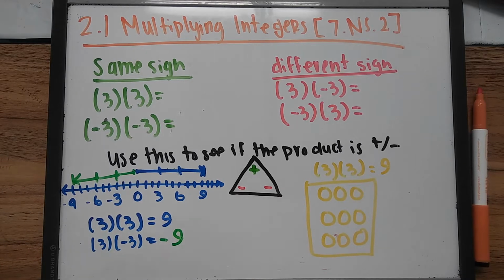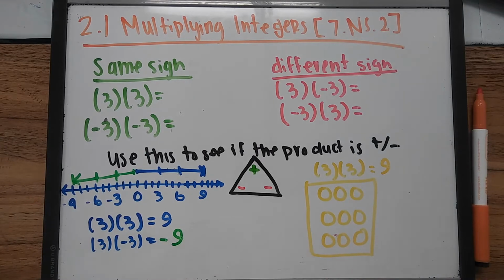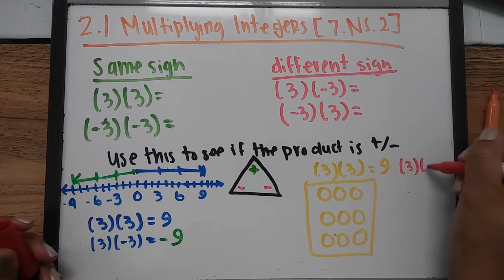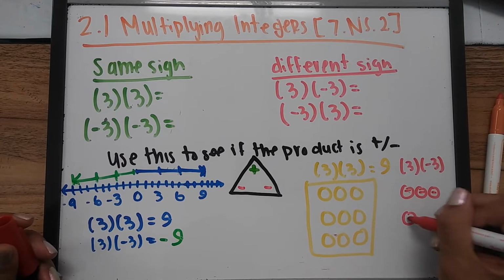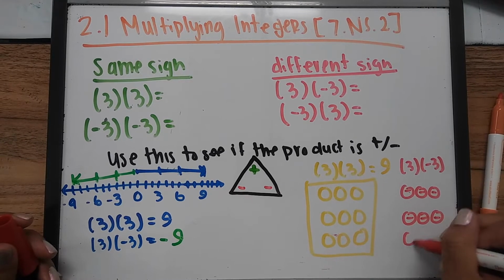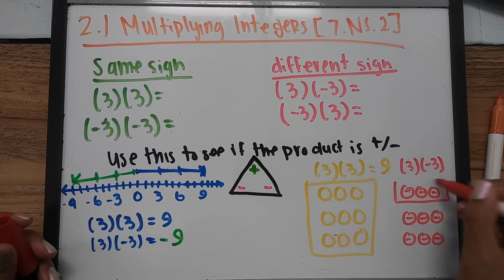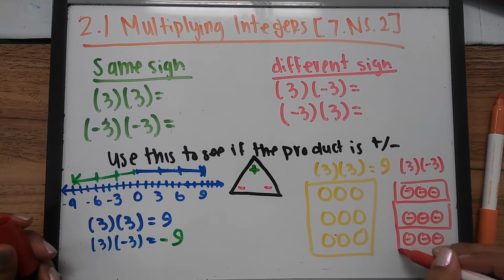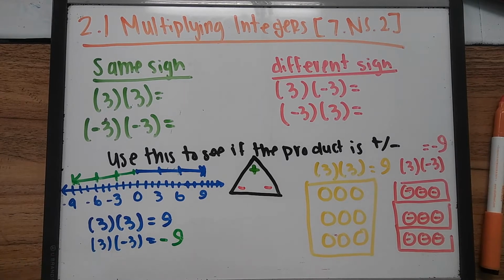Now, if I have 3 groups of -3s, then I'm going to have 1, 2, 3 negative counters, 1, 2, 3 negative counters, and 1, 2, 3 negative counters. So I have 3 groups of -3s, okay? So that answer will be -9, okay?